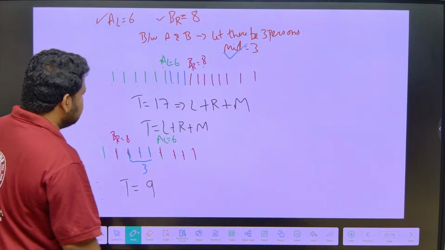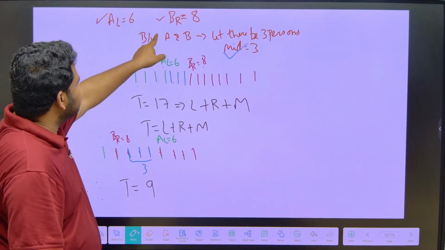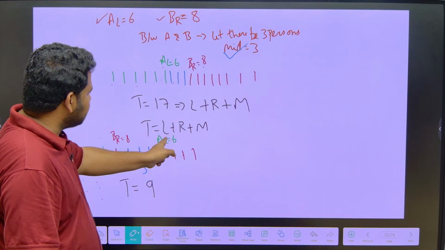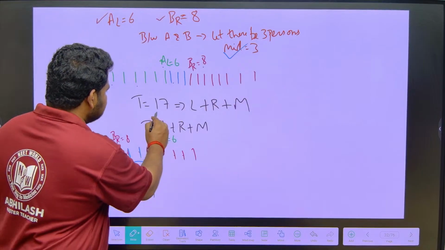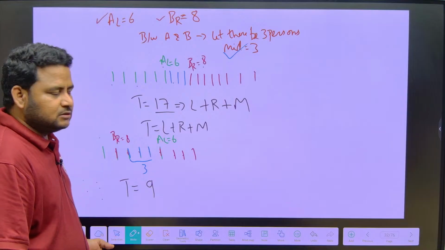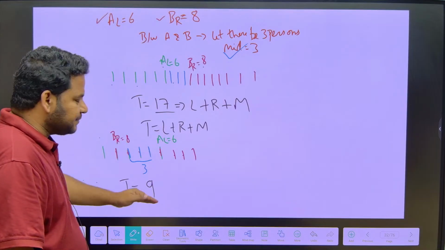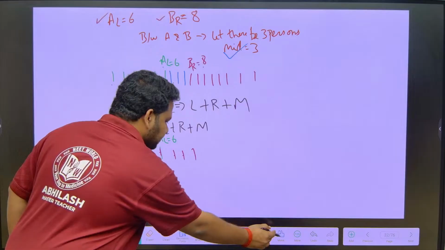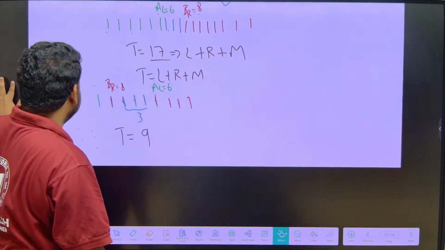Total here is 9. Here I got 17. See here, here total is equal to 17 I got. Here total is equal to how much I got? 9. How is this possible? So here I am getting 17, here I am getting 9. So how is this possible? Because it is possible, because this is called the minimum condition.